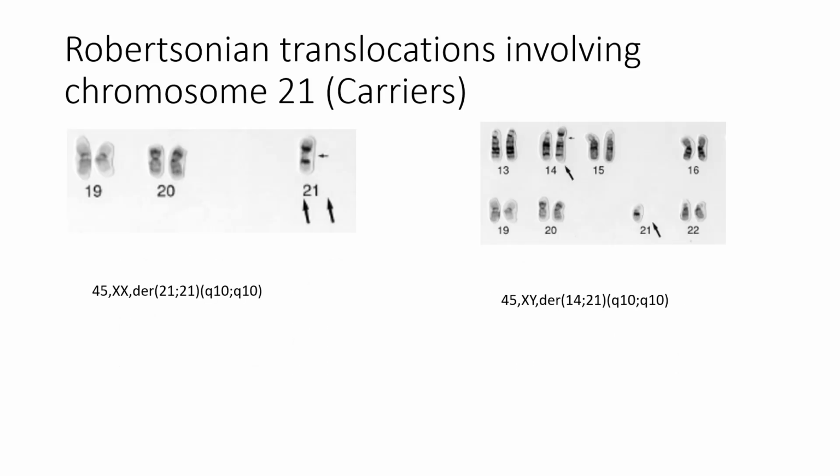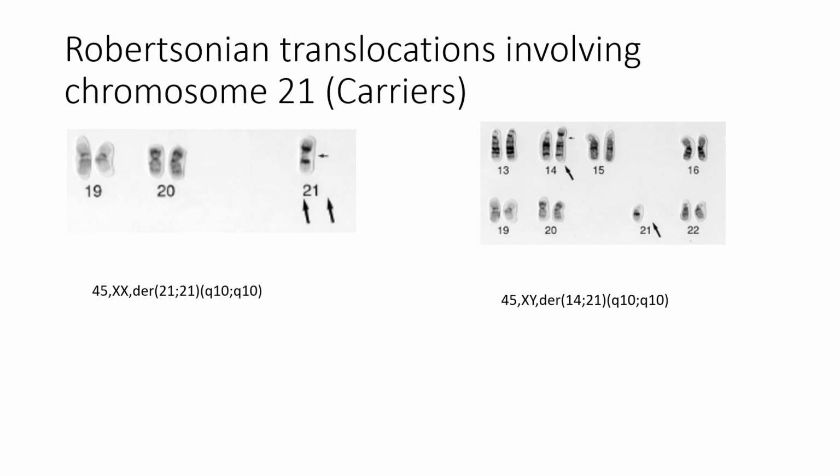Shown here is how the Robertsonian translocations involving chromosome 21 in carriers will appear. On the left is a Robertsonian translocation involving chromosome 21 and 21, and on the right is from a carrier involving the Robertsonian translocation involving chromosomes 14 and 21. It's important to note that the chromosome number is 45.